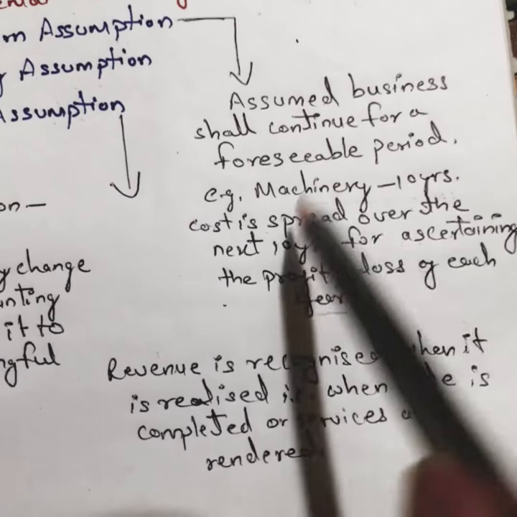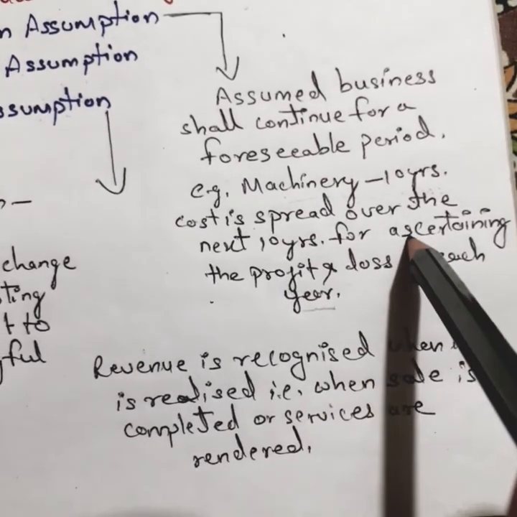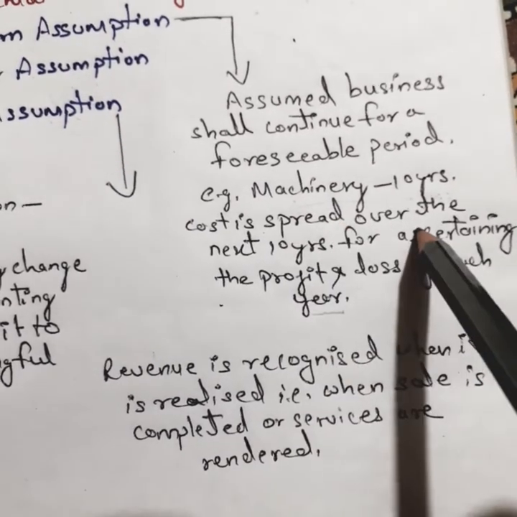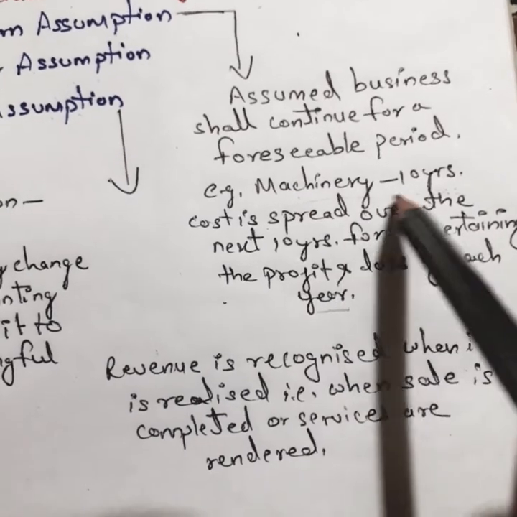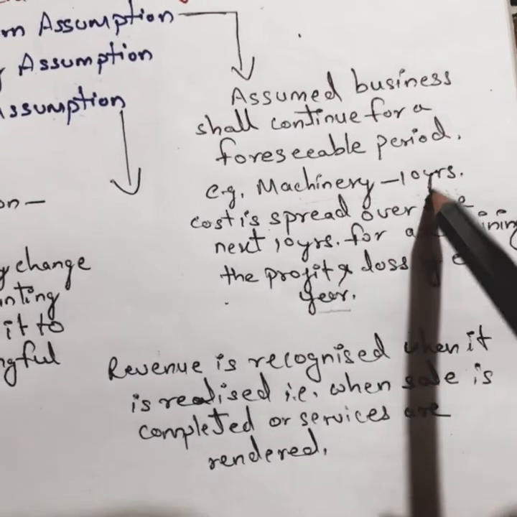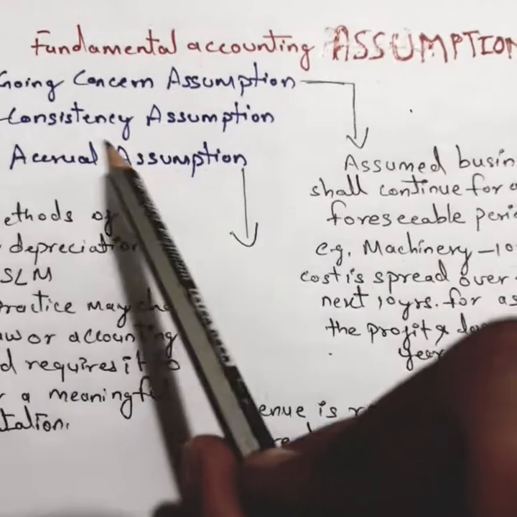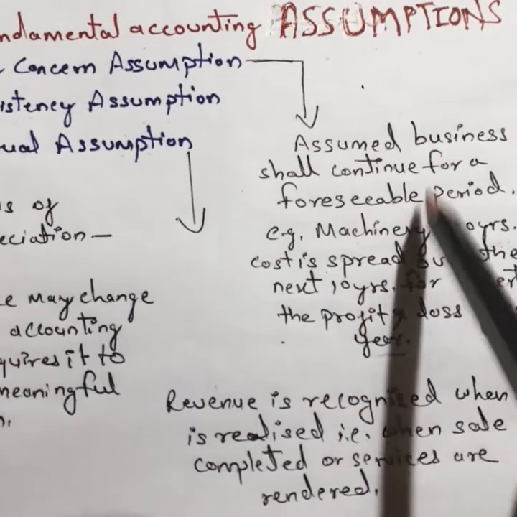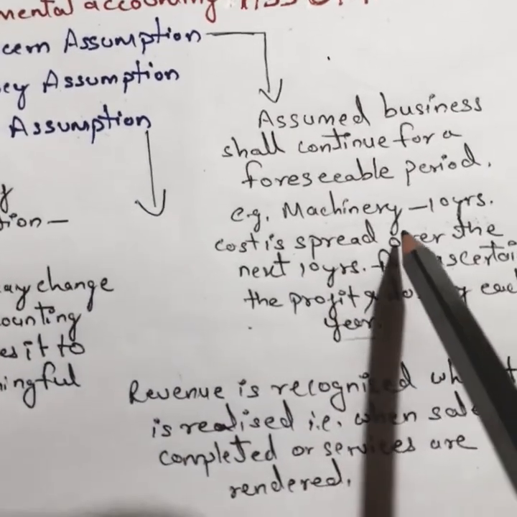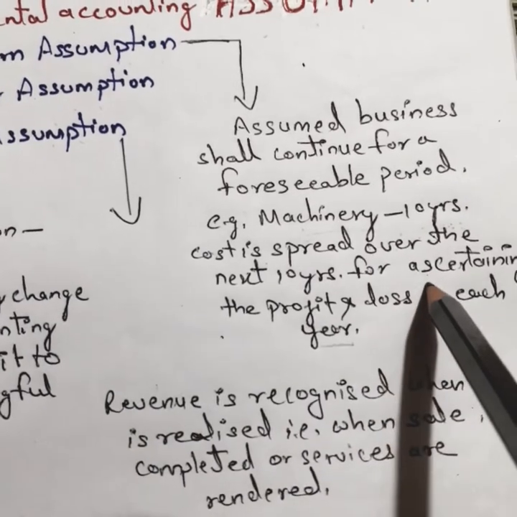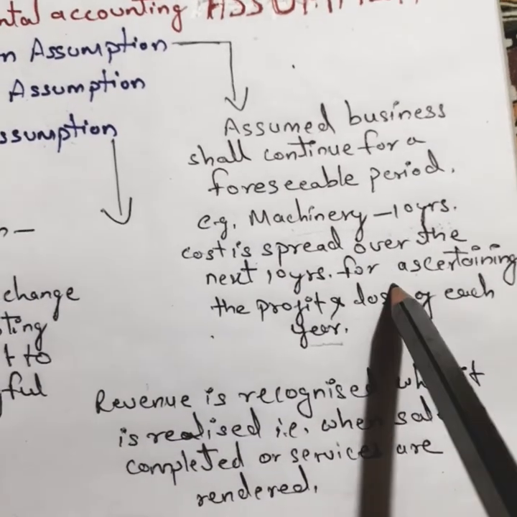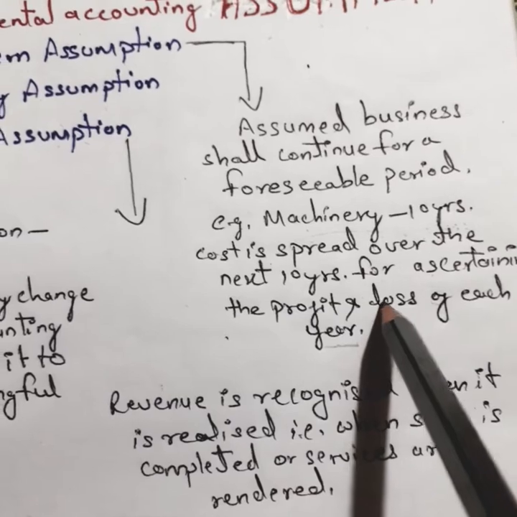While recording the accounting calculations, we will divide the cost of the machinery over its life period. That represents that we are assuming that our concern is a going concern. That means we are not going to stop the operations in a short span. It is going to run for a long span.